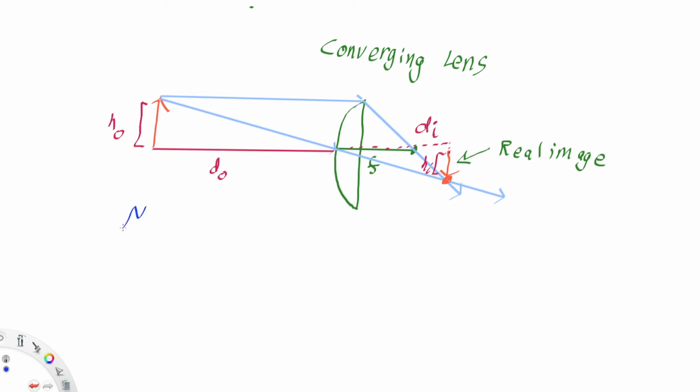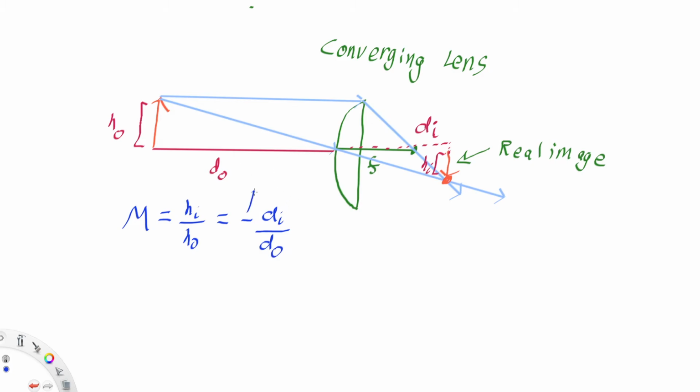From this diagram, there's actually a simple way to define the magnification, and it's the ratio of the image height to object height. It turns out, and we're going to see this in a little bit, that ratio in heights is the same ratio as the negative of the image distance to the object distance.